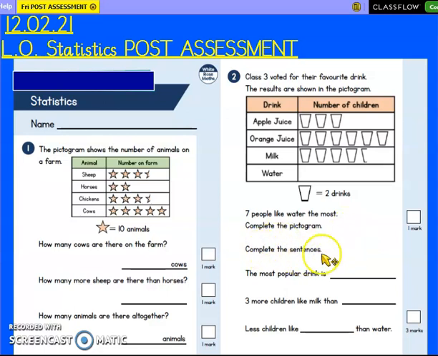Let's move on to complete these sentences. The most popular drink is... Pause the video and write it down. Let's try this one. 3 more children like milk. Find milk. 3 more children like milk than... which other drink? Pause the video and write it down. Less children like what than water? Use your chart to decide which one has less children than water. Record your answer here. Let's move our learning on.